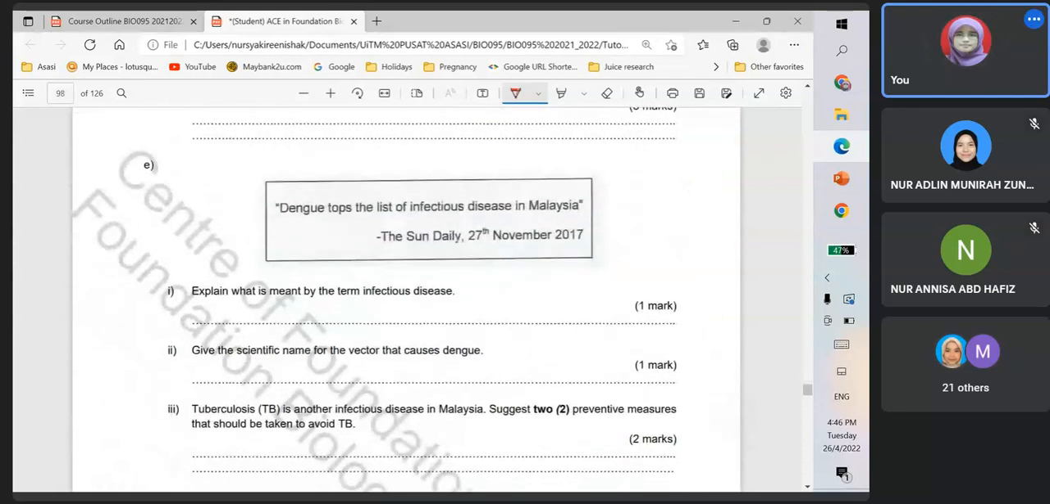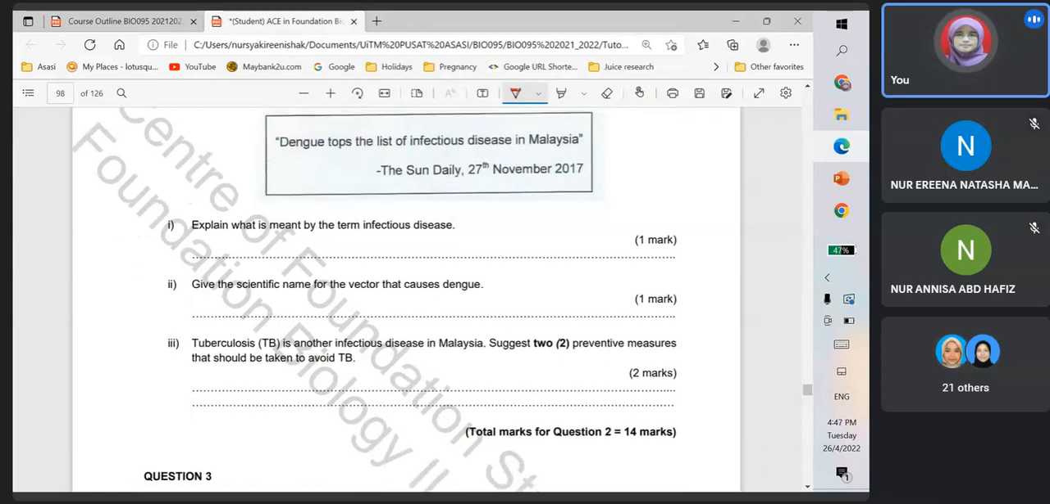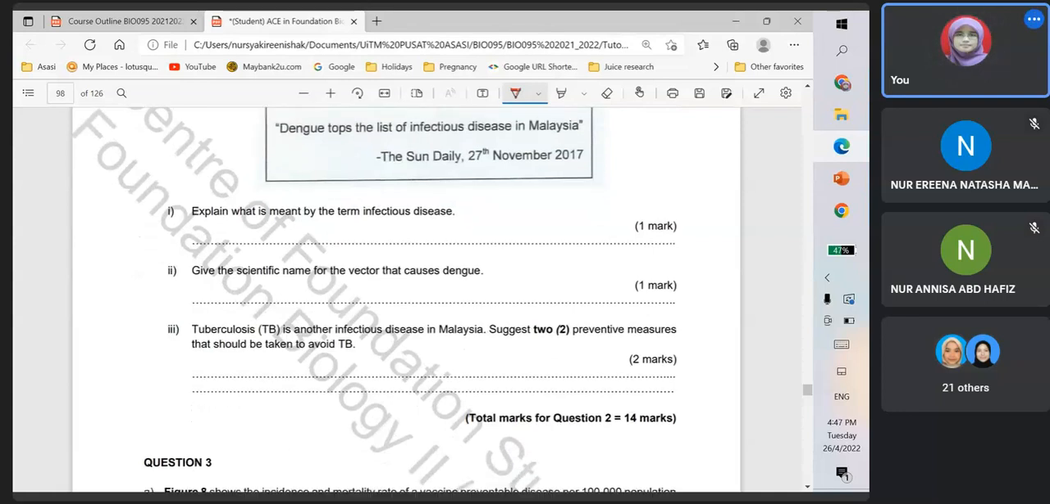Okay, E. Question E. Arina. Explain what is meant by the term infectious disease. Infectious disease caused by pathogenic microorganisms such as bacteria, virus, parasite and fungi. Okay, betul. Dapat satu markah. So soalan definition ni selalu satu markah je. Okay. So next, Hanis. Number 2.